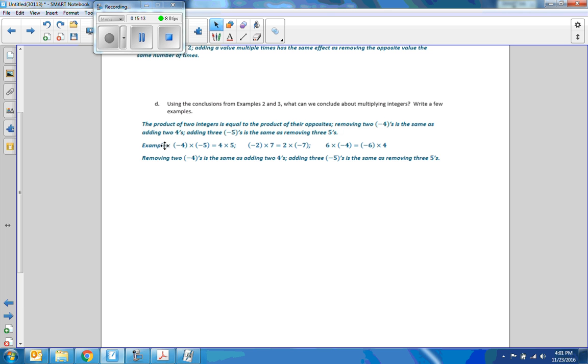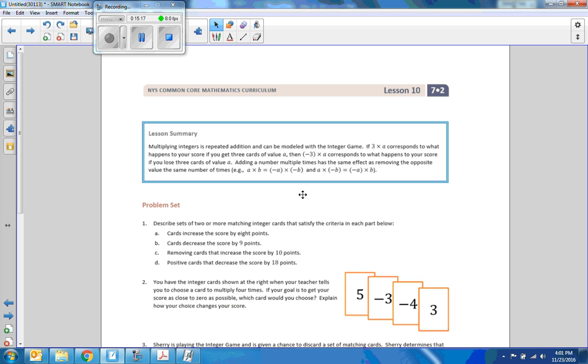Okay? And that's the end of lesson 10. Hopefully the card drawing game was a little bit better than just taking notes, and hopefully you understand that adding and removing multiple times is the same as multiplication by that number of times.